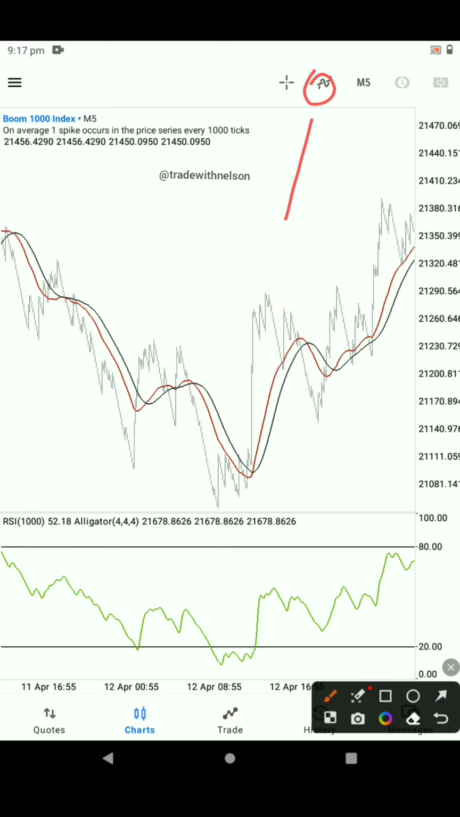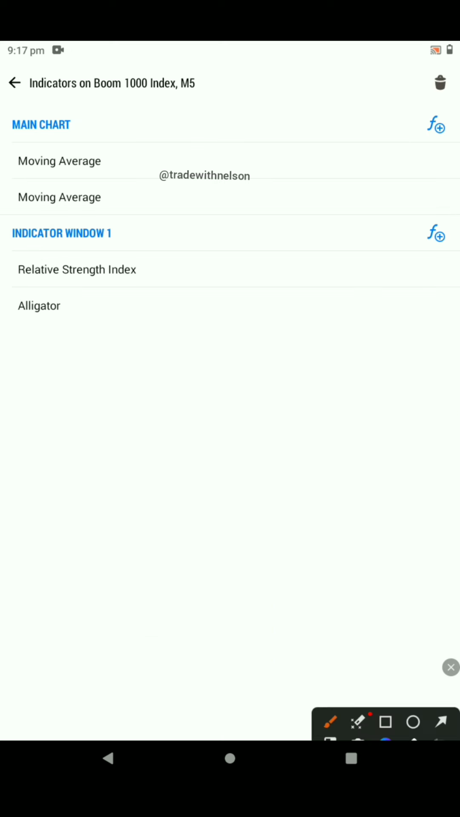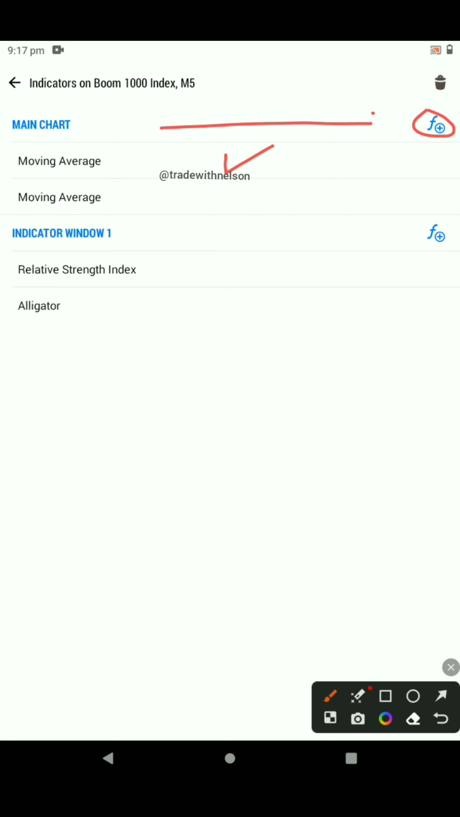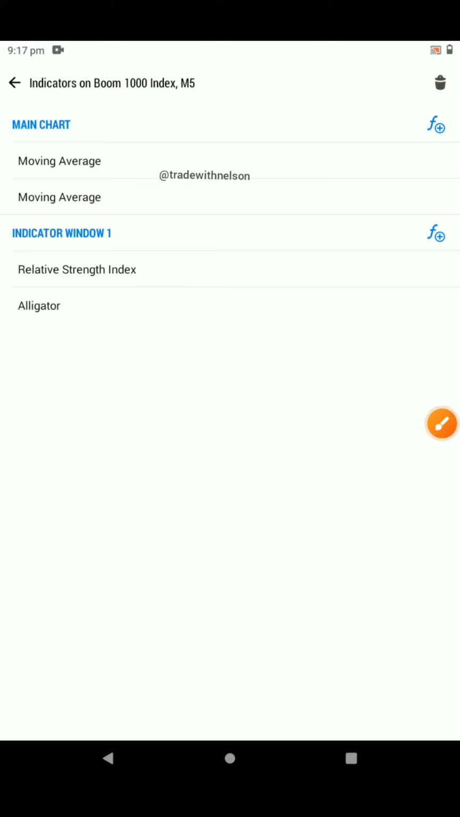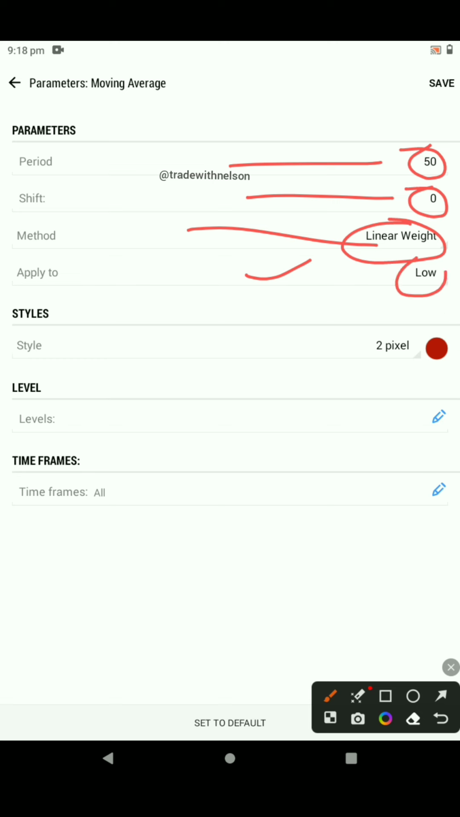First thing you do is to click on this indicator icon over here. I have just 4 indicators. I have 2 moving averages, relative strength index, and the Alligator. So for the moving average, click on the F icon on the main chart. Moving average. Make your period to be 50, shift to be 0, method to be Linear Weighted, apply to low, style to 1 pixel, and select color of your choice. After that, click on save.